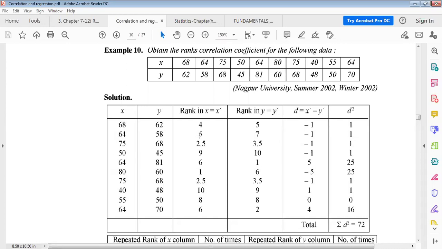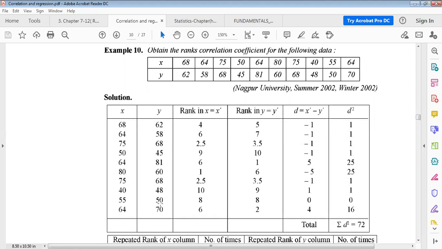Now the next rank is 8. After 64, which is the largest number? 55, so 55 gets rank 8. The next largest number is 50, which gets rank 9. Then the lowest number, 40, gets rank 10, because there are 10 students here. This is the rank for X.